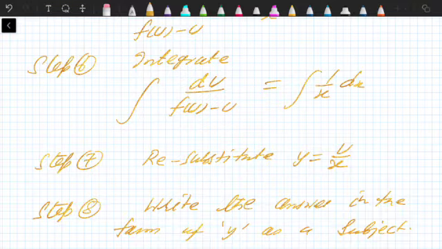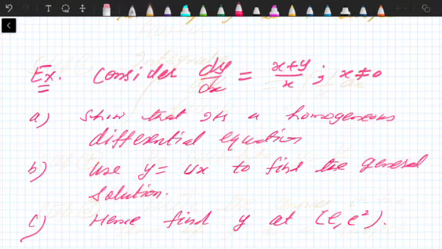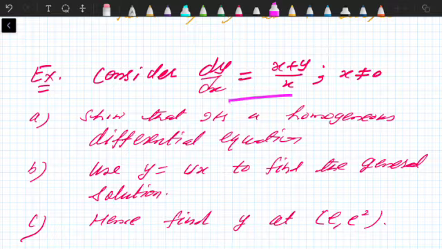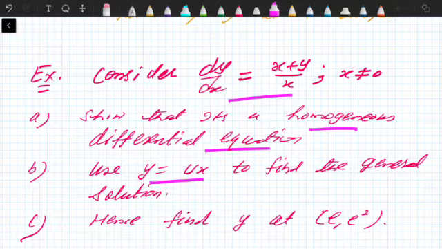So let's take one example. dy/dx = (x + y)/x. Part A: show that it's a homogeneous differential equation. Part B: use y = ux to find the general solution. And part C: hence find y at x = e and x = e squared, so the command term is hence. Okay, so let's solve.